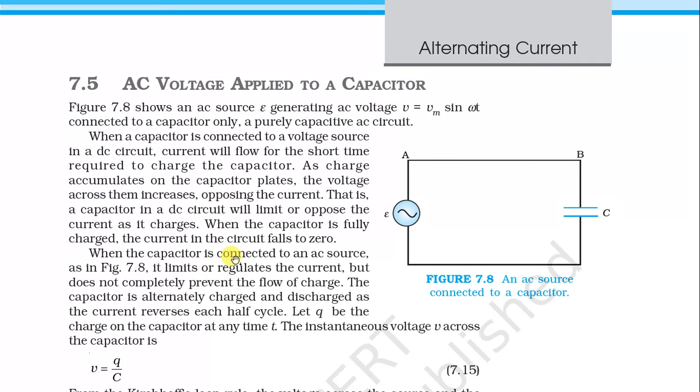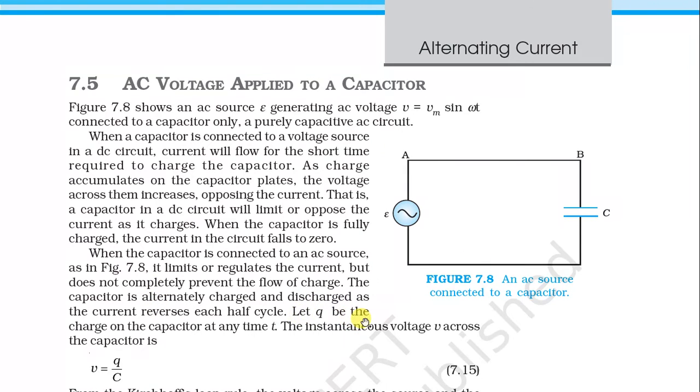Now suppose we connect an AC voltage. When the capacitor is connected to an AC source, as in this figure, it limits or regulates the current but does not completely prevent the flow of charge. Whenever it is fully charged, it will then discharge. The capacitor is alternately charged and discharged as the current reverses each half cycle.